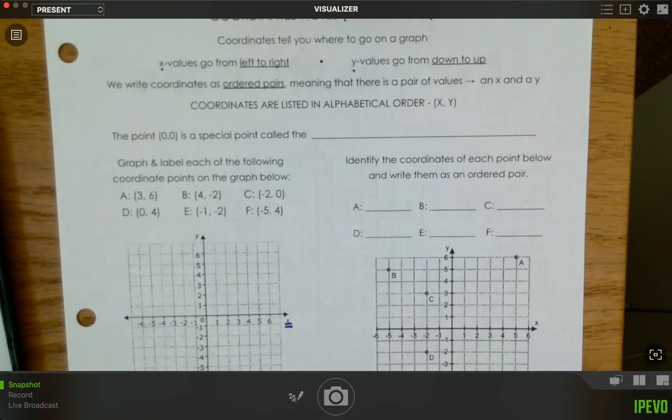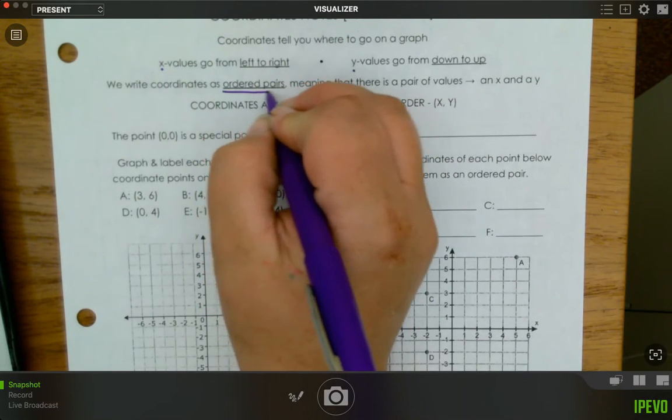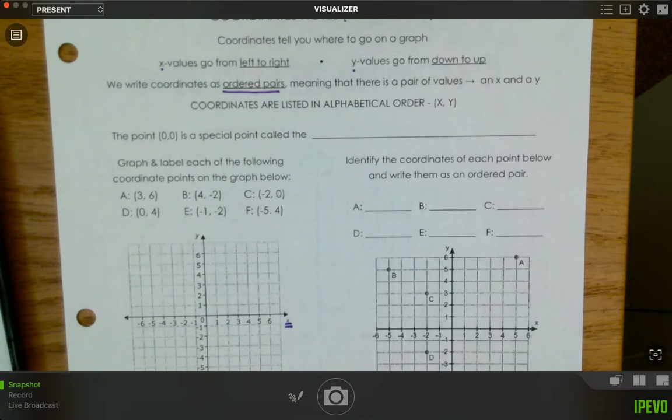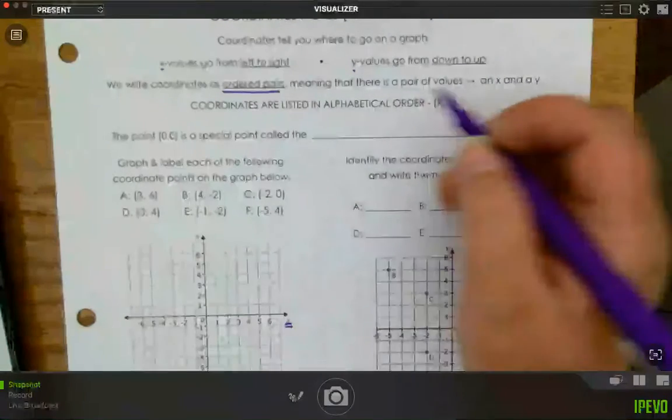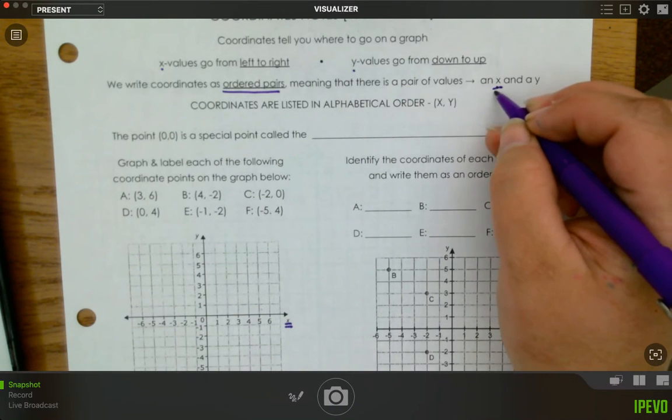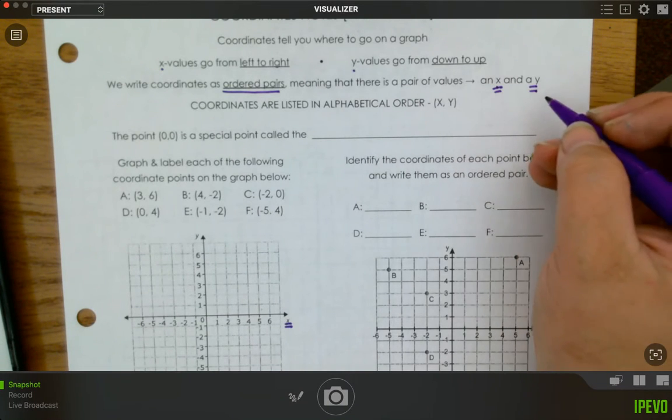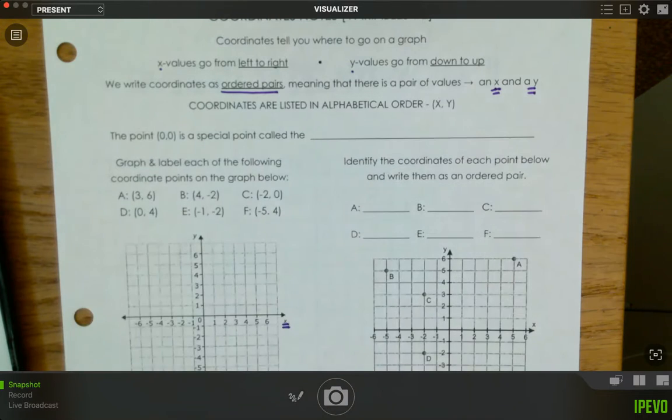We're going to write something called an ordered pair. Now, hopefully you know that a pair means two. Like a pair of shoes has two in it. That pair of values is an x and a y, and they have to go in a certain order. That's why they're called an ordered pair.